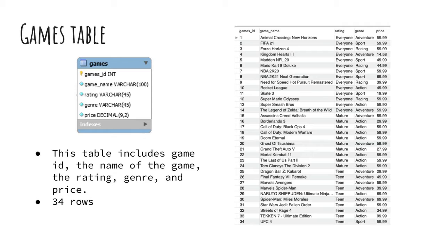Here's our game table, which includes the game ID, the name of the game, the rating, genre, and price. Only the price is decimal. Game name, rating, and genre is character, and the game ID is integers. This table has a total of 34 rows.